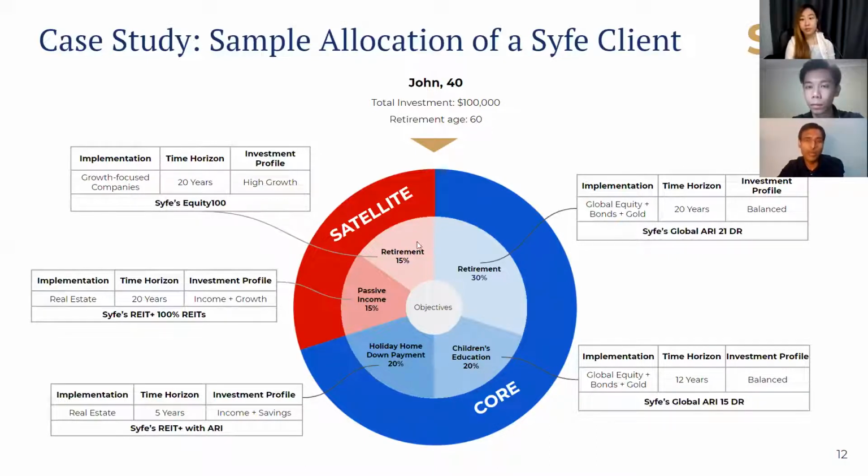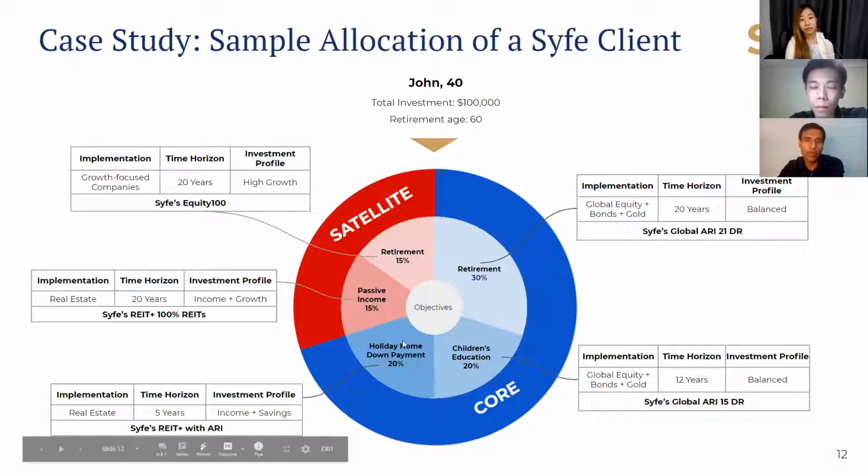And then for retirement, he wants to allocate a certain portion into high growth companies, like technology and other sectors. And for the retirement itself, he wants to get exposure to a certain asset class that can give him real income as he approaches his retirement, right? So that's where I think this part comes in as well.